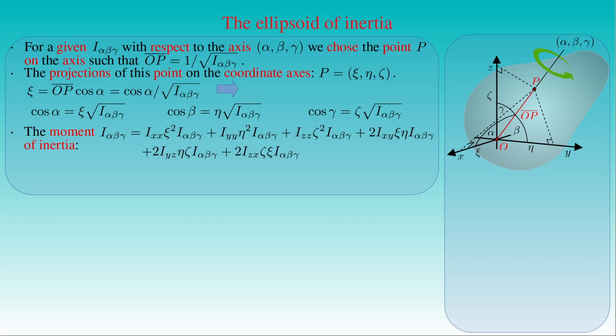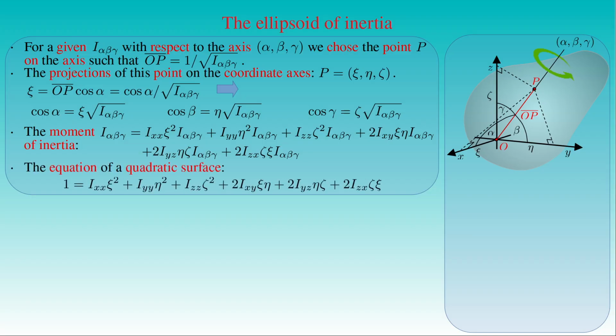Because each term in both sides of the equation contains the quantity I_αβγ, we can divide the equation by this quantity, assuming that it is not zero. Then we obtain the equation stating that 1 is equal to I_xx times xi squared, plus I_yy times eta squared, plus I_zz times zeta squared, plus 2 times I_xy times xi times eta, plus 2 times I_yz times eta times zeta, plus 2 times I_zx times zeta times xi. This expression is the equation of a quadratic surface in terms of the coordinates xi, eta, and zeta, where the surface is an ellipsoid.